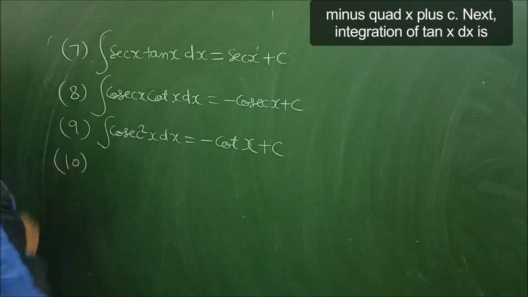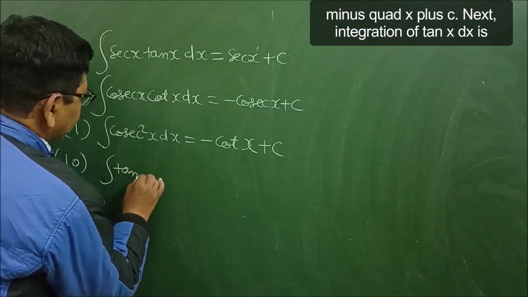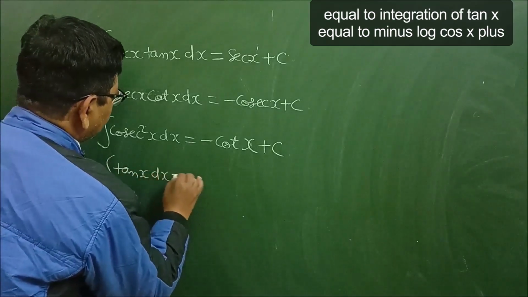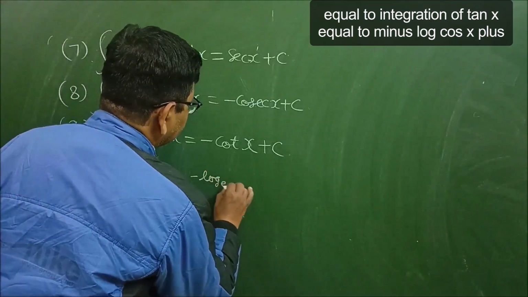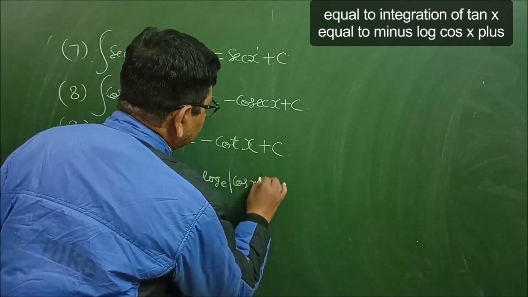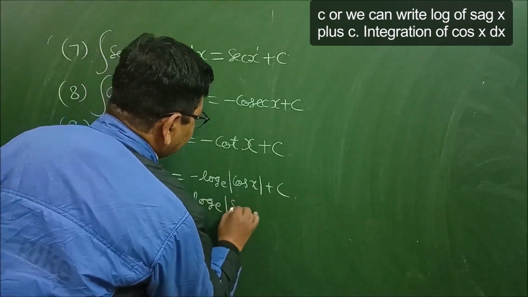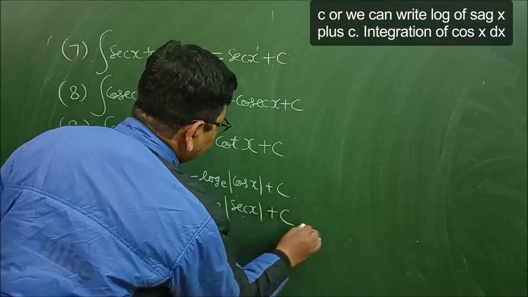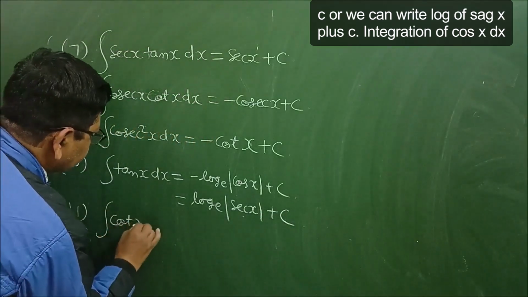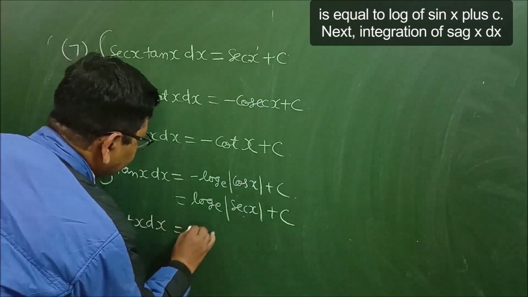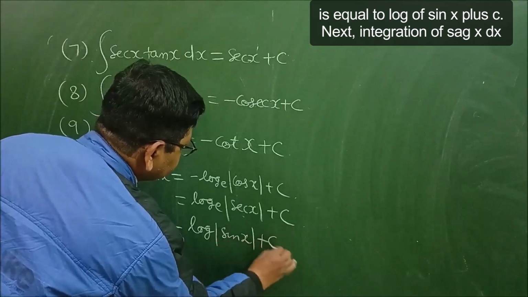Next, integration of tan x dx is equal to minus log cos x plus c, or we can write here log of sec x plus c. Integration of cot x dx is equal to log of sin x plus c.